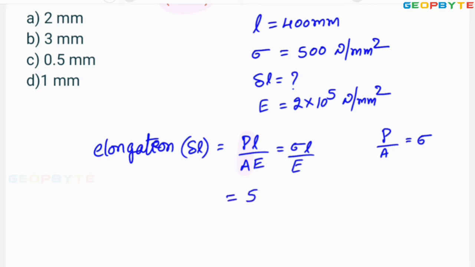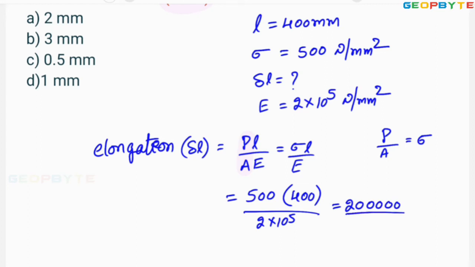Sigma is 500. Length is given as 400. Divided by E, 2 into 10 power 5. 500 into 400 is 200000, divided by 2 into 10 power 5, equal to 2 0 0 0 0. These are cancelled. Finally 2 by 2 equals 1 mm. So that is the change in length of the member, 1 mm. Look at option D. Option D is absolutely correct. I hope you got my point.